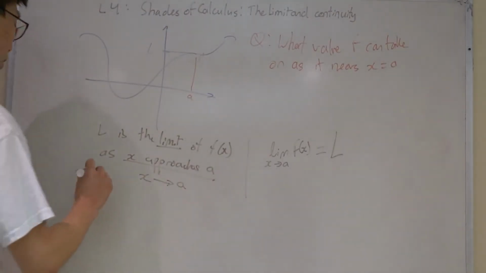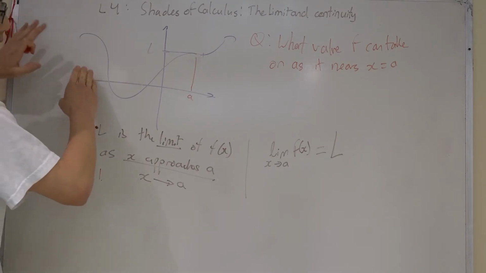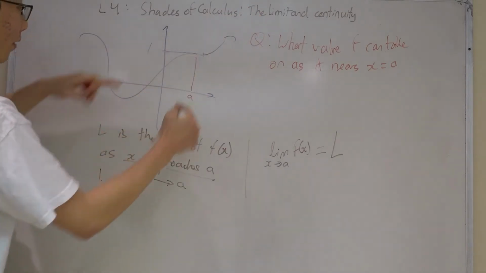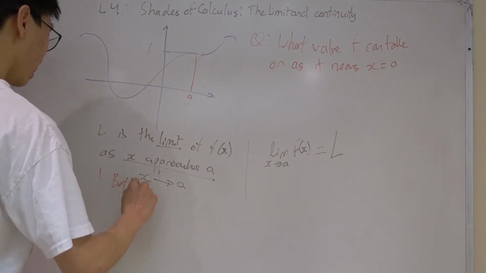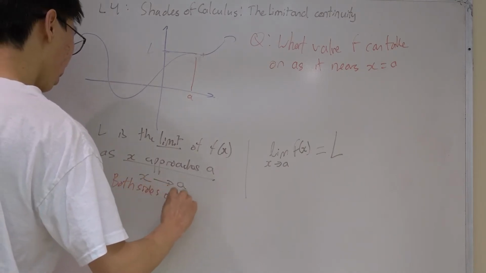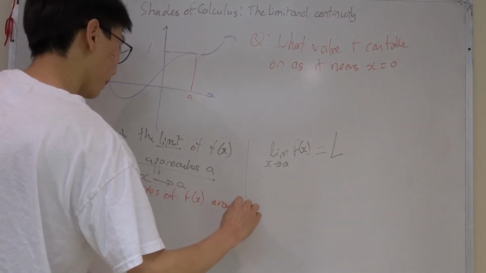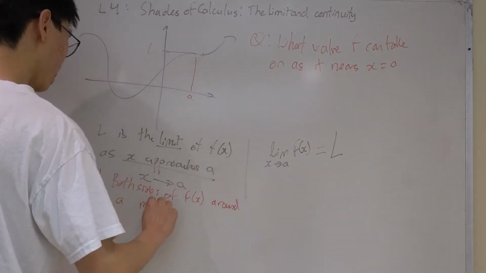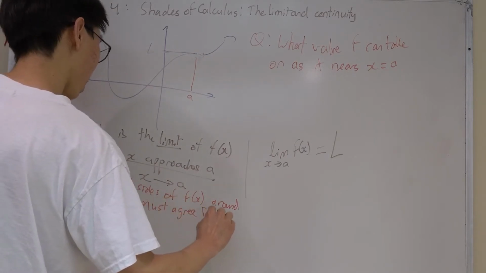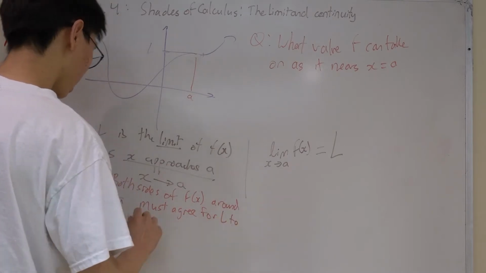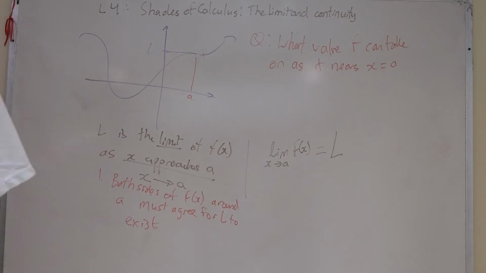Two points need to be made here. The first point is that both sides of a must agree. Both sides of f around a must agree for L to exist. That's our first caveat.